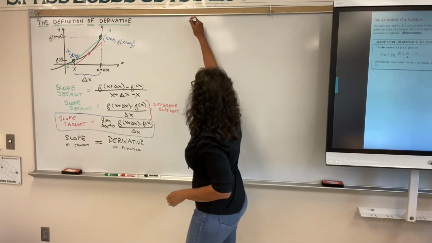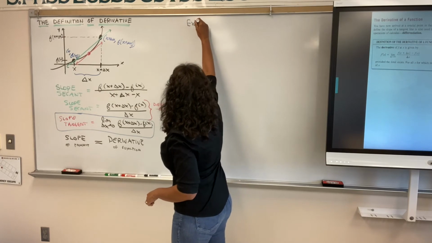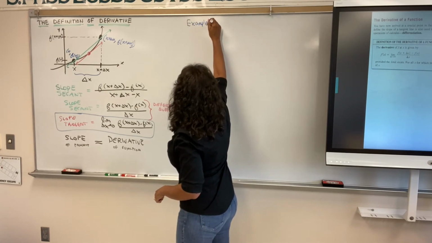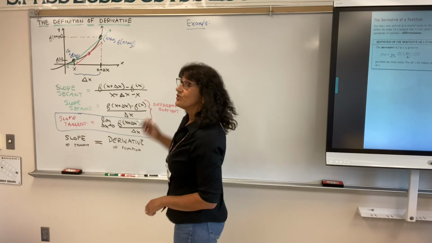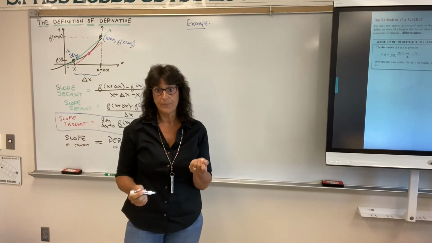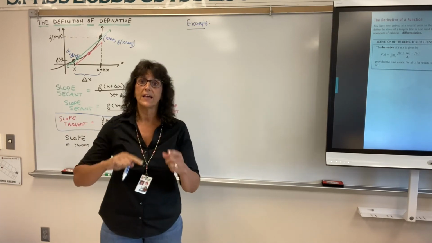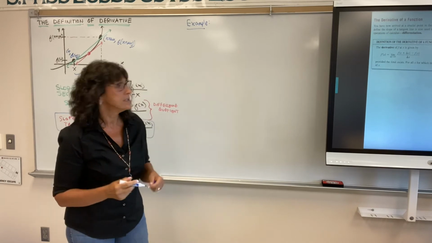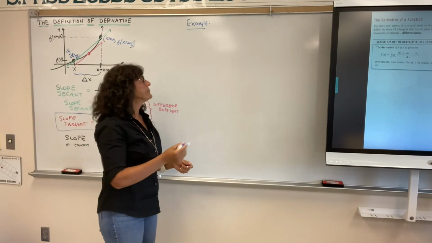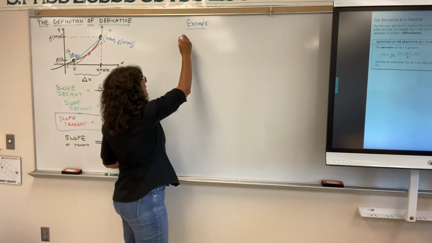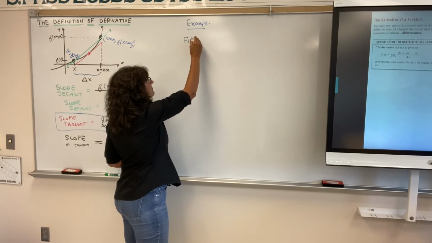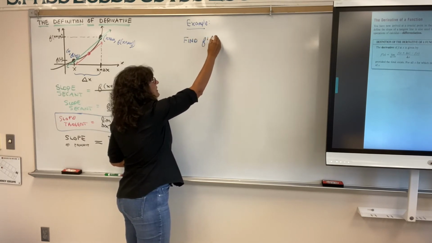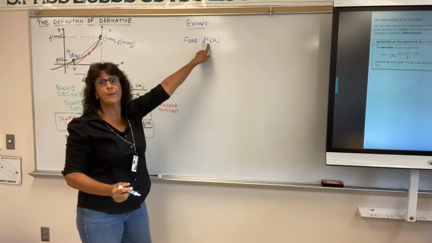So let's take a look at a linear example in this video. This is our example we're going to look at. We'll look at a linear example in this video, and then I'll come back in the next video and we'll do some more polynomial and algebraic rational examples. So this one, we're going to find f prime of x. f prime of x is notation that means derivative.